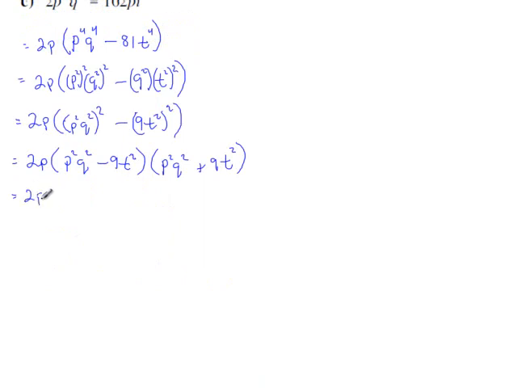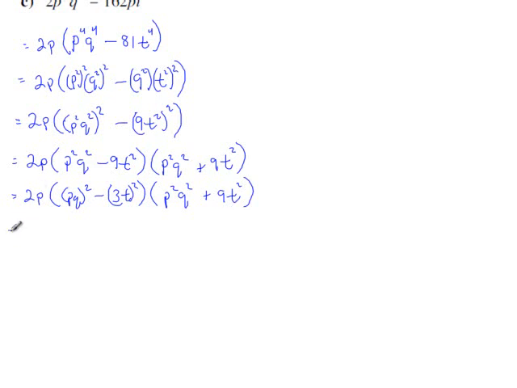So I could write this as p squared q squared. I'm going to write it as pq in brackets squared, and the 9t squared, 9 is really 3 squared, so I can write this as 3t in brackets squared, times p squared q squared plus 9t squared.